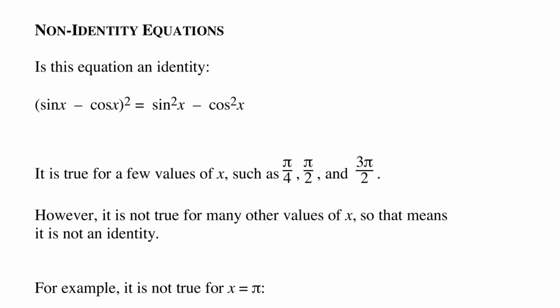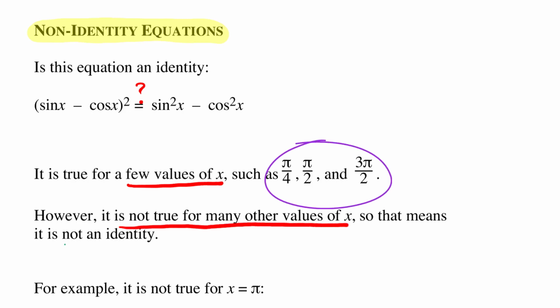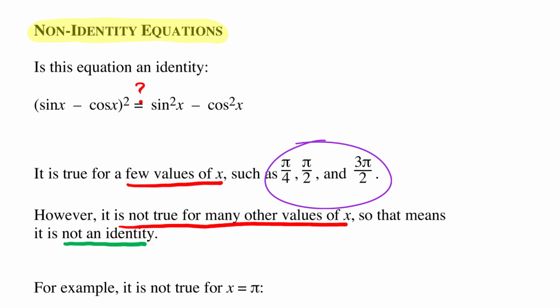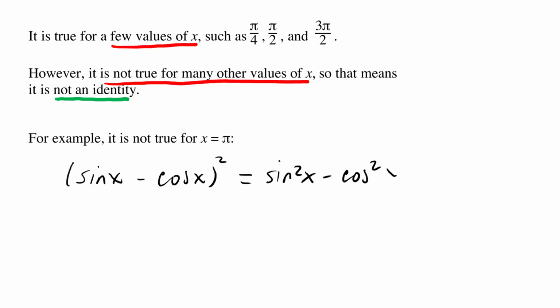All right. Well, we're going to do something a bit different this time. We're going to see now some non-identity equations. And if these equations are not identities, well, that means that they're not necessarily equal to each other, left side and right side. We can see here that this equation is actually true for some values of x, but it's not true for many other values of x. So that means it's not an identity. What we're going to do is put a value in x equals pi to actually demonstrate that the left side and the right side are not the same. If they're not the same, then this can't be an identity.